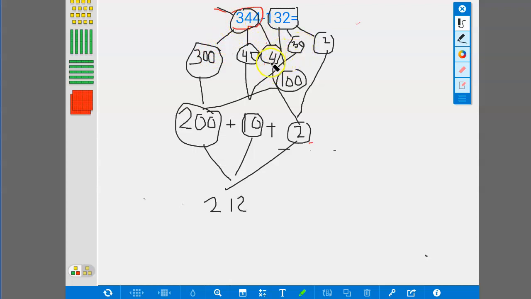So here's 4 and 2, and you see how they cross over in a V shape, and that left me with 2. Then I crossed over 40 and 30, and I made a V to show that that left me with 10. And then I took 100 and 300 and V'd them together, and that left me with 200. And then I put them from expanded form, 200 plus 10 plus 2, into standard form, which is 212.